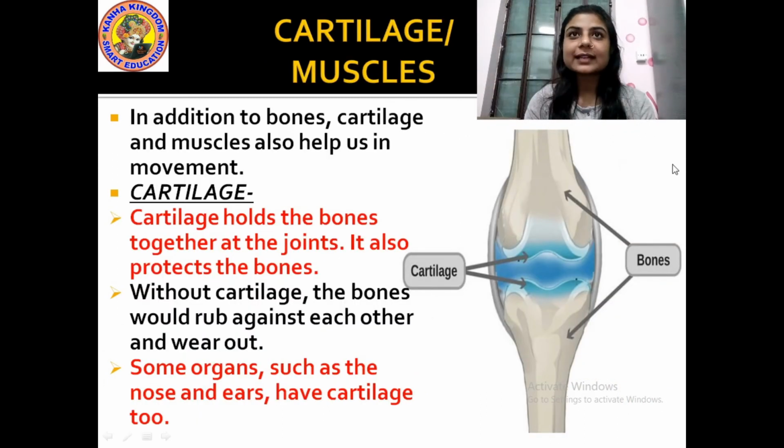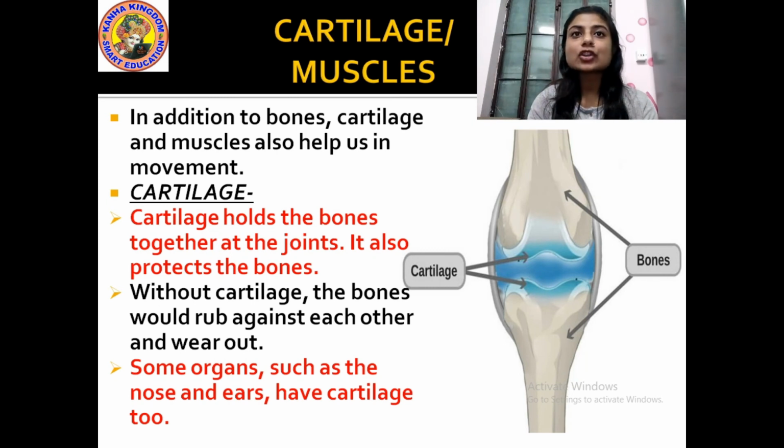So now students, let us study about cartilage and muscles. In addition to bones, cartilage and muscles also help us in movement. Though bones help us in the movement of the body, along with bones, cartilage and muscles are also important for body movement. Alright. Now, what is cartilage?